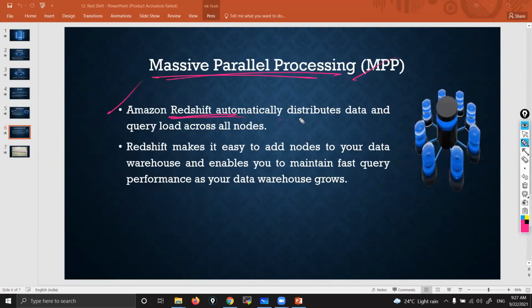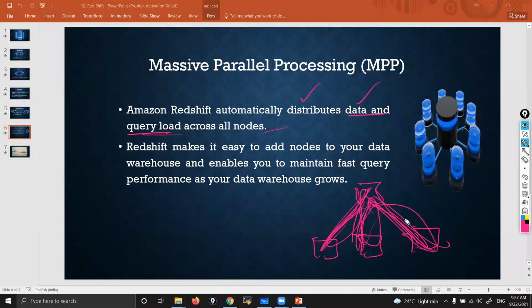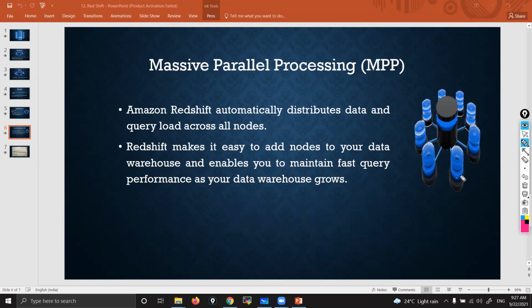Amazon Redshift automatically distributes data and query load across all nodes. Here, data is distributed automatically, in one go. Data means distributing. Query load means retrieving also, it can be done simultaneously, because see, hundreds of customers are booking tickets, hundreds of customers are taking printouts. So it happens automatically, simultaneously, not one by one. That is just to make it fast.